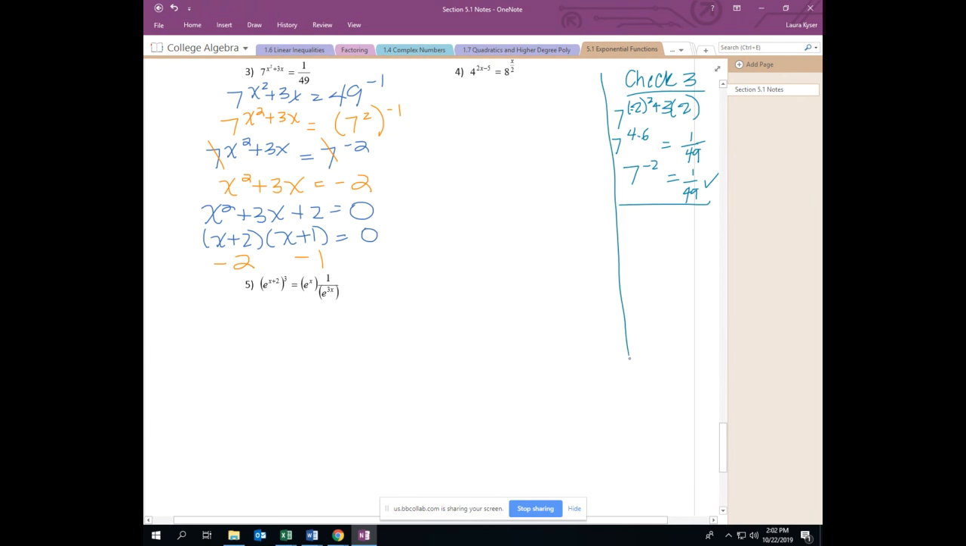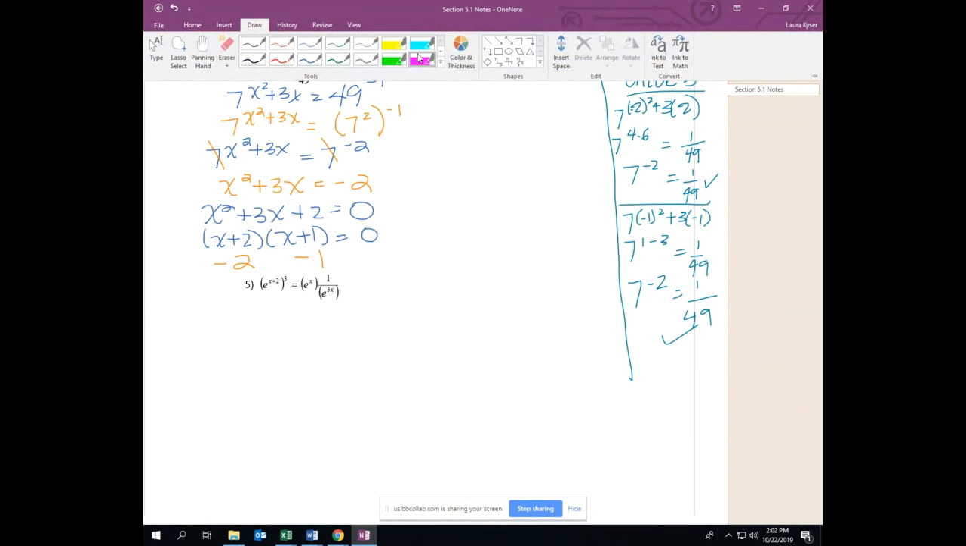Let's see if negative 1 works. So we've got 7 to the negative 1 squared plus 3 times negative 1. Negative 1 squared is 1. 3 times negative 1 is negative 3 equals 1 over 49. And yeah, that's negative 2 also. So 7 to the negative 2 equals 1 over 49. Yes. All right, so these two answers both work. Good. That is good news.